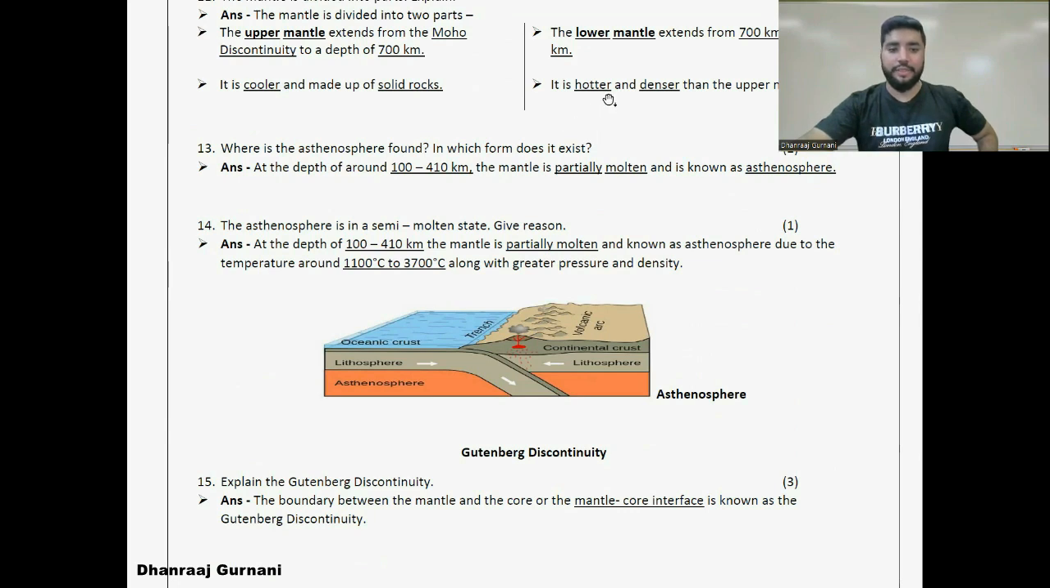After the mantle, we learn about the asthenosphere. Where is it found and in which form does it exist? At the depth of around 100 to 410 kilometers, the mantle is partially molten and is known as the asthenosphere. So part of the mantle is the asthenosphere, which is between 100 and 410 kilometers. It is partially molten. Now, this is a very interesting and important question.